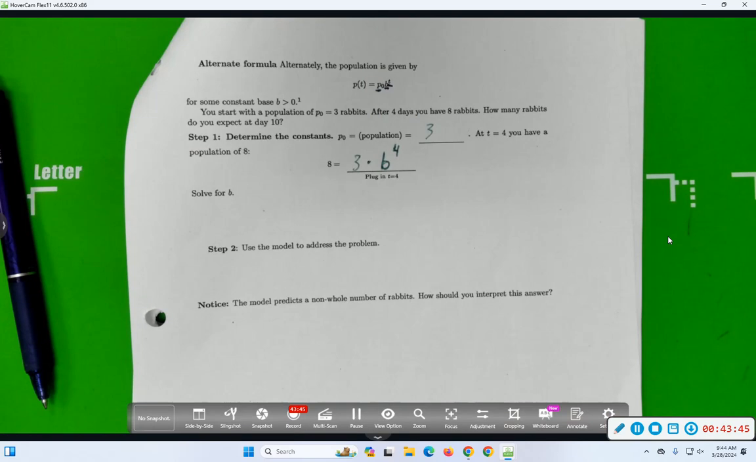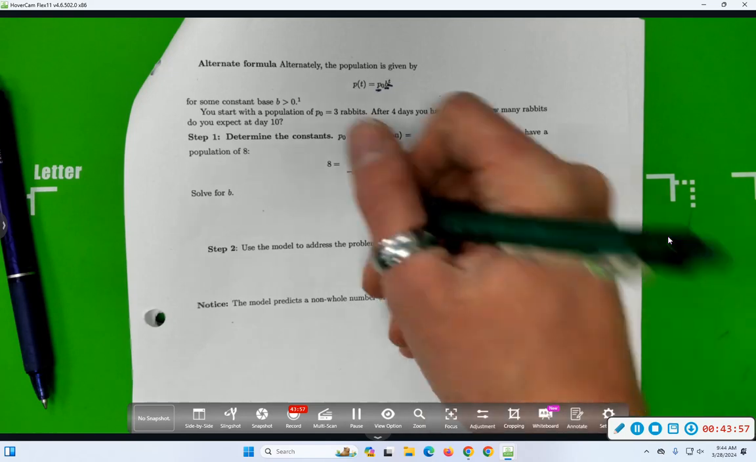Nice. Does that look like an equation we could solve for b? In fact, does this look like an easier equation to solve for b? Yeah, somehow it does. What do you get for that b?